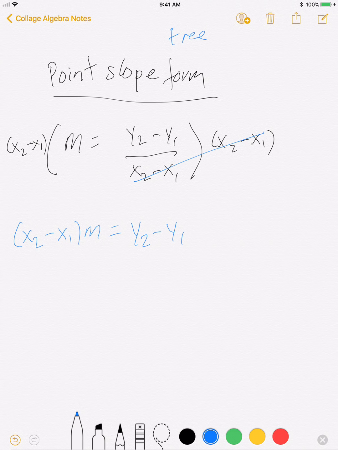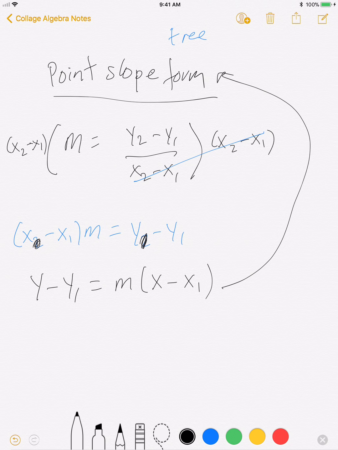Now if I drop the 2's and I rearrange it slightly, if I drop the 2's and I put the y's in front, y minus y1 is equal to m times x minus x1. This gives us the point slope form of a line. The point slope form of a line is used when you're given a point and the slope.